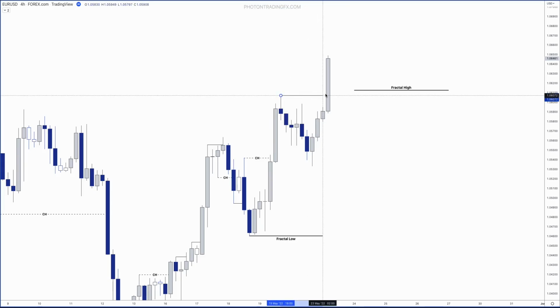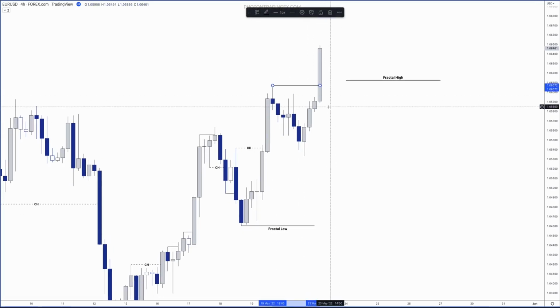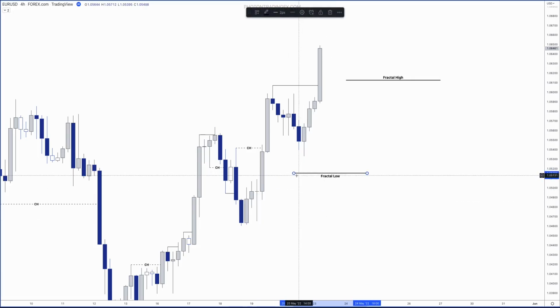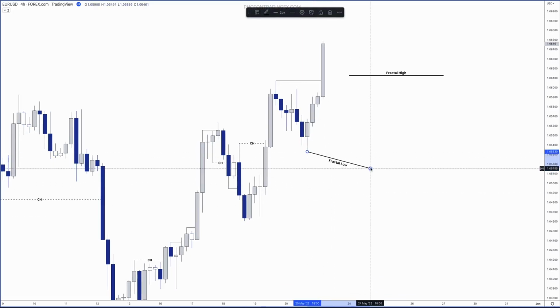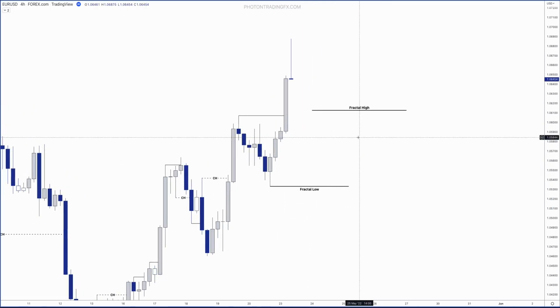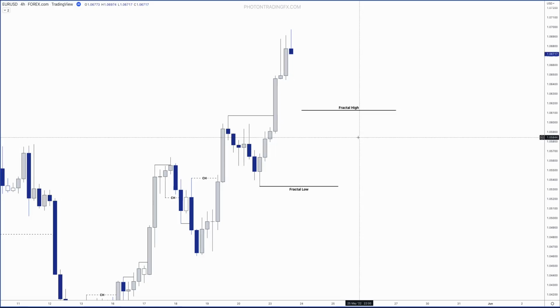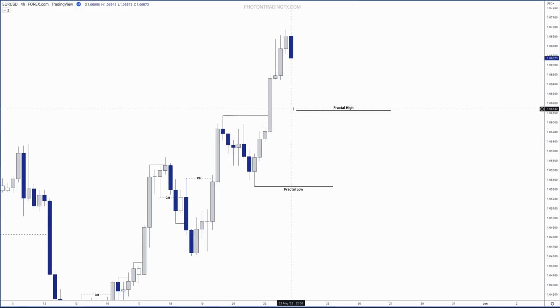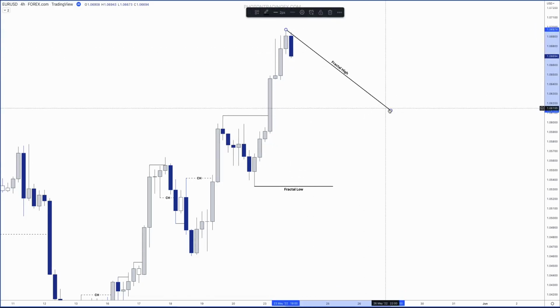Now we want to find where our nearest fractal low is. It's the last candle to fail to break the previous candle's high, which would be this low here, okay? So this becomes our low, and we continue the movement. So let's see what happens next. Price continues to the upside, continues to the upside, continues to the upside, pulls back, so that's our fractal high. Okay, cool.